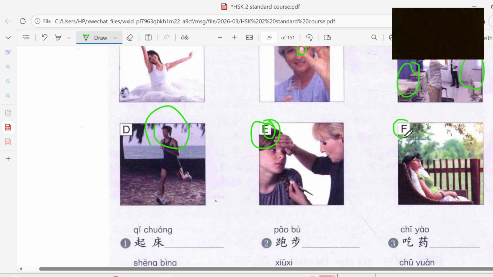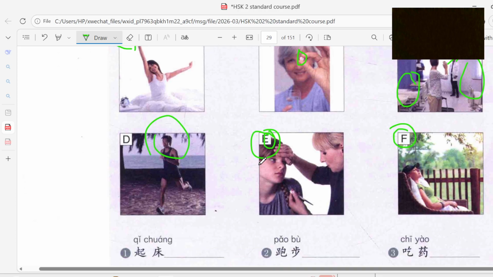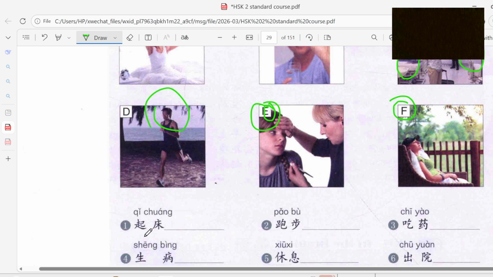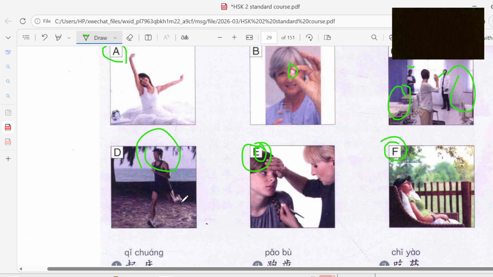So I have F here. F here can be 休息. 休息. Repeat once more. 休息. Alright. So now let's try doing matching. 起床. 起床 means what? Matches which letter?